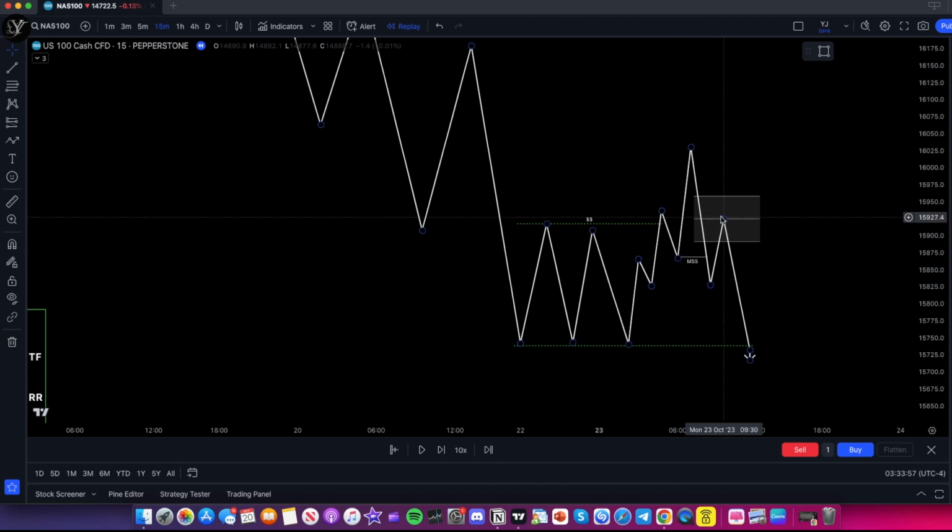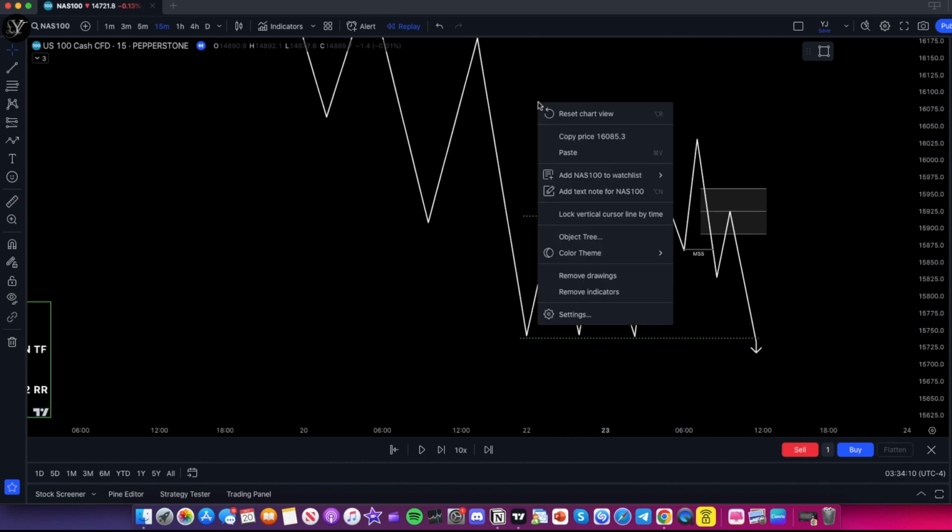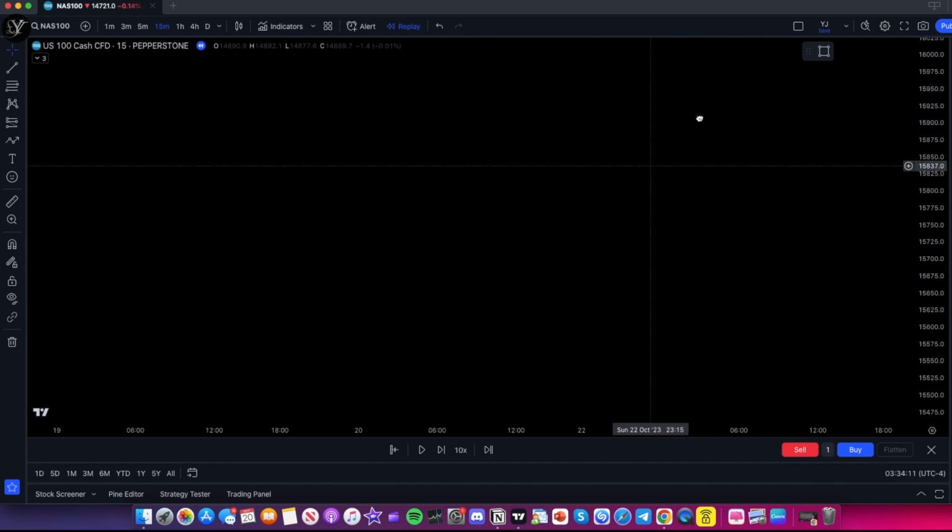As price retraces to our fair value gap, we tap into our entry before continuing to the downside, where our take profit will be at our opposing liquidity. So without further ado, let's get right into the live example.